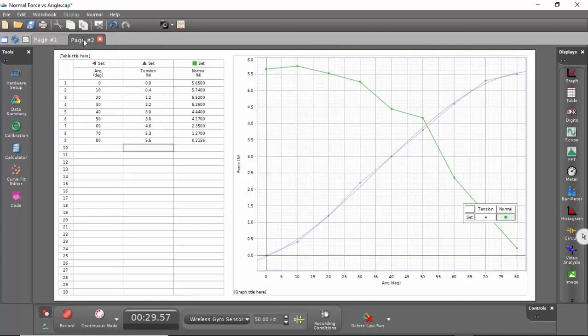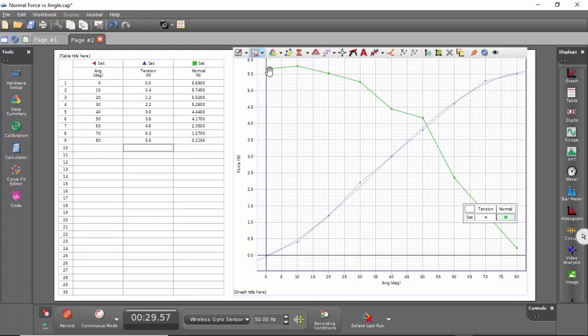When I collect the data for the normal force and the tension, I have to calculate the y component of the weight from the grams by first converting into kilograms and then multiplying by 9.8 meters per second squared. We can see how the normal force and the tension are functions of the angle. And these are the results.